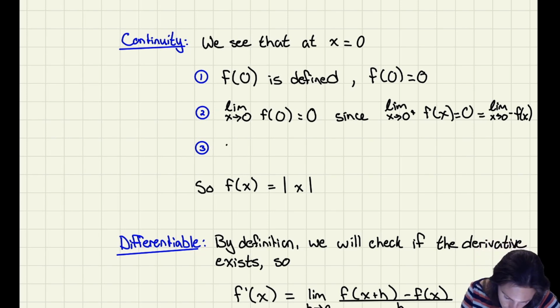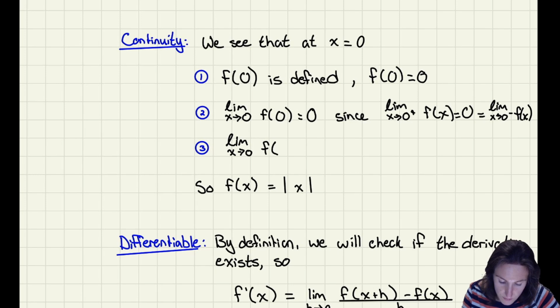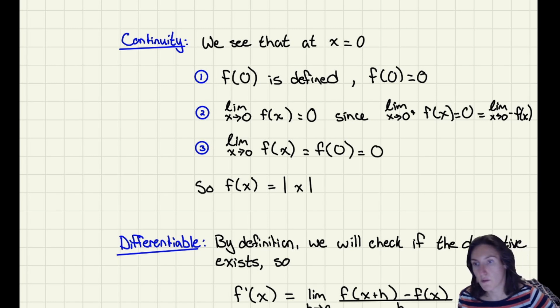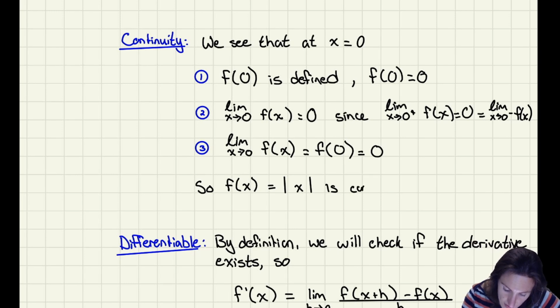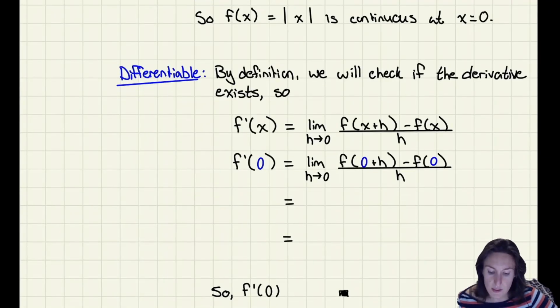And finally, the value of our limit, the limit as x goes to 0 of f of x, is equal to f of 0, which was equal to 0. So our absolute value function is continuous at x equal to 0, because all of those 3 points are satisfied. Now, let's look at differentiability by definition.